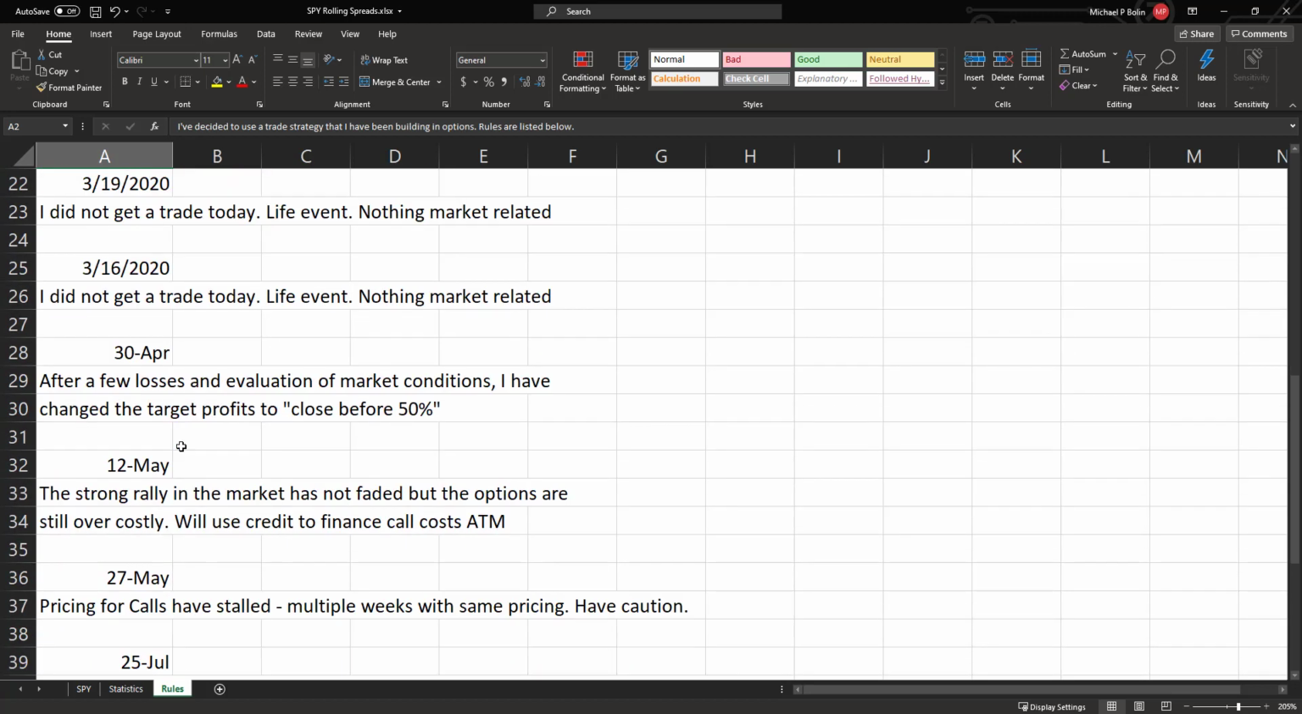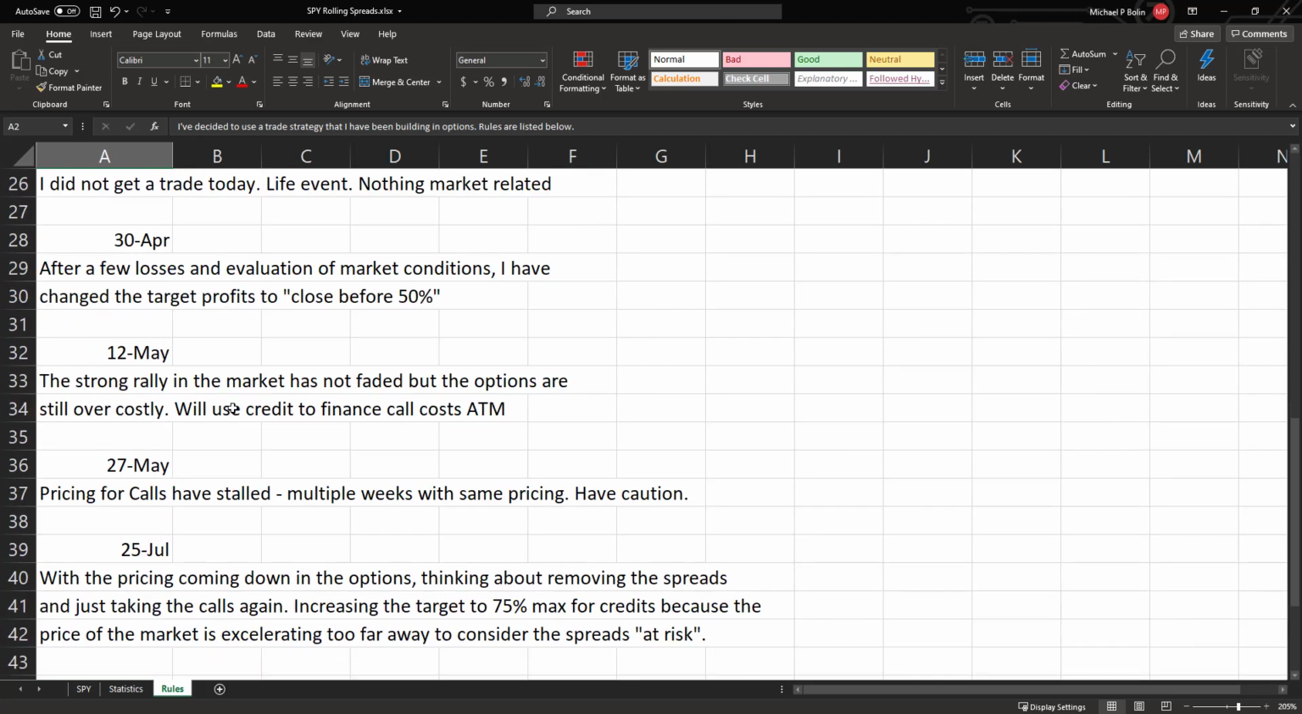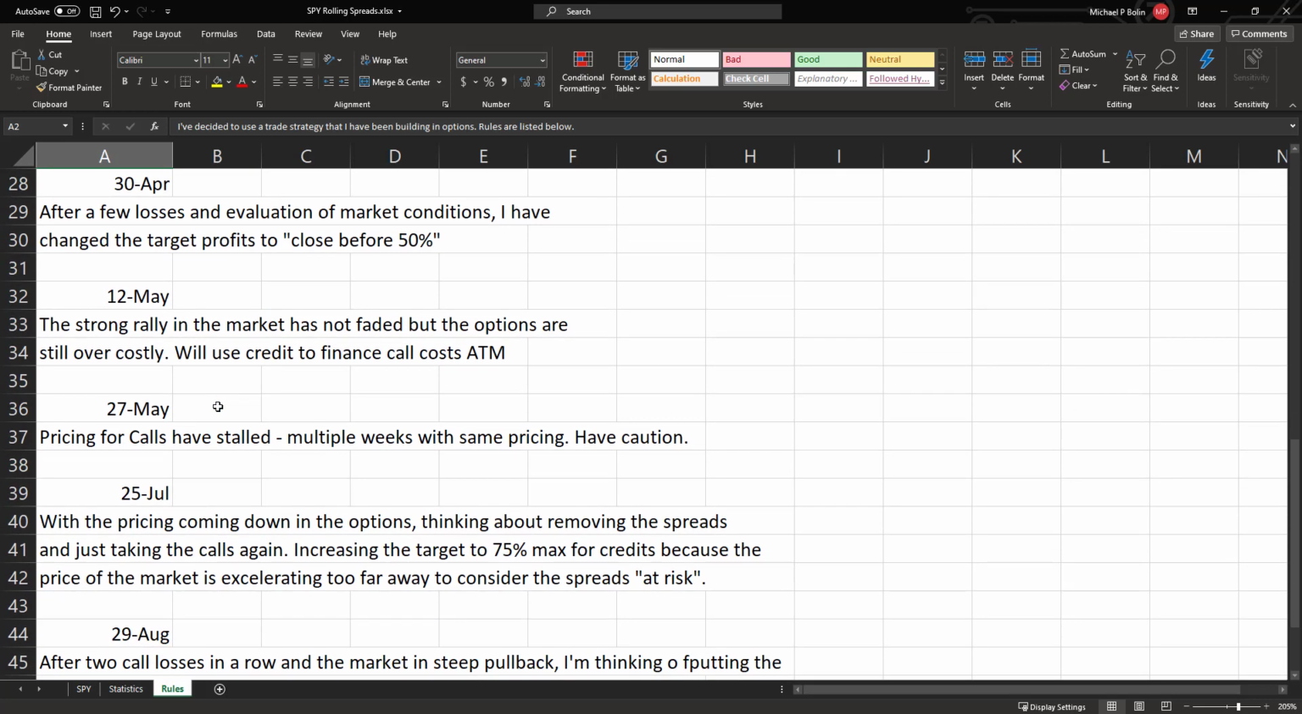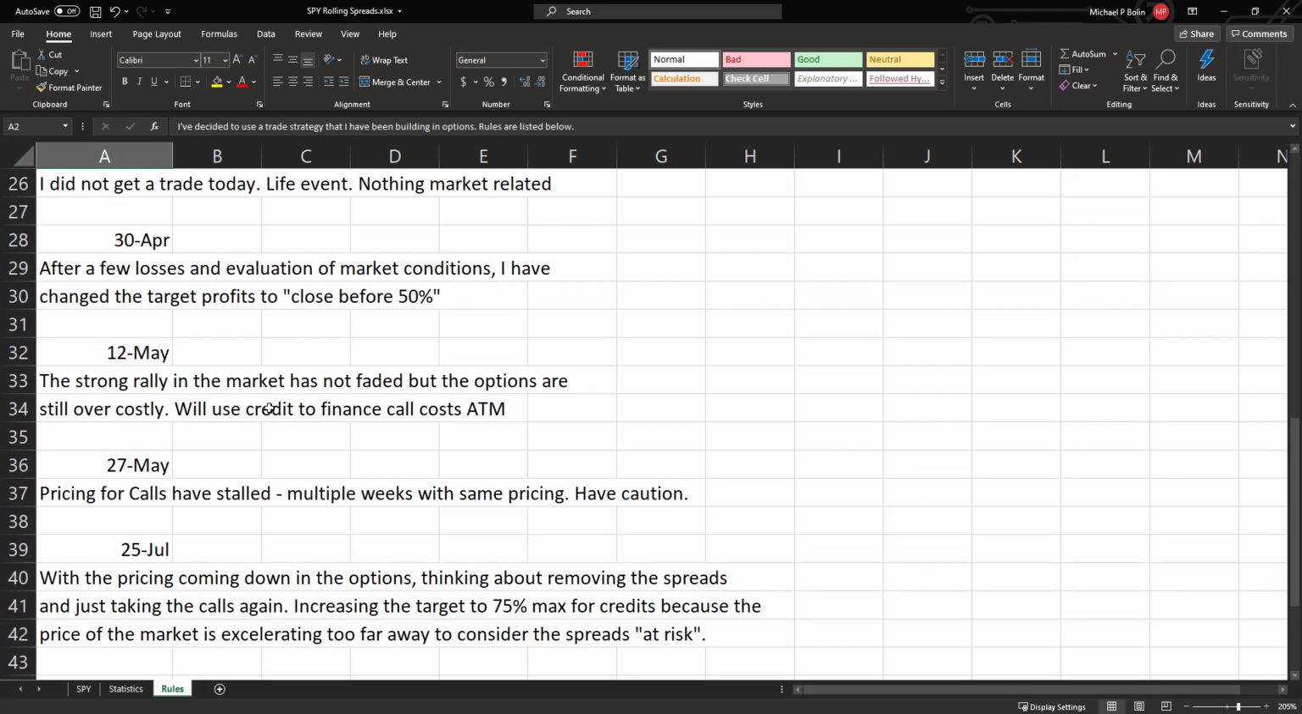All right, so there's been times where the losses came back to back to back to back. And at that time, I've reevaluated the situation and I cut back. I dialed back the aggression level of this strategy. And then, the market strong rally, and that's where I swapped over to financing those calls.